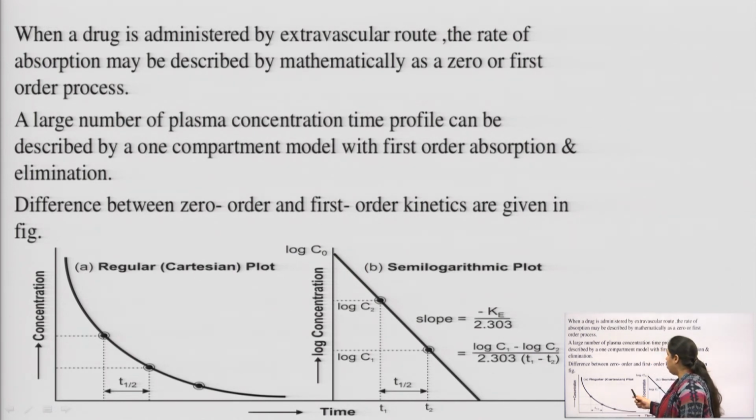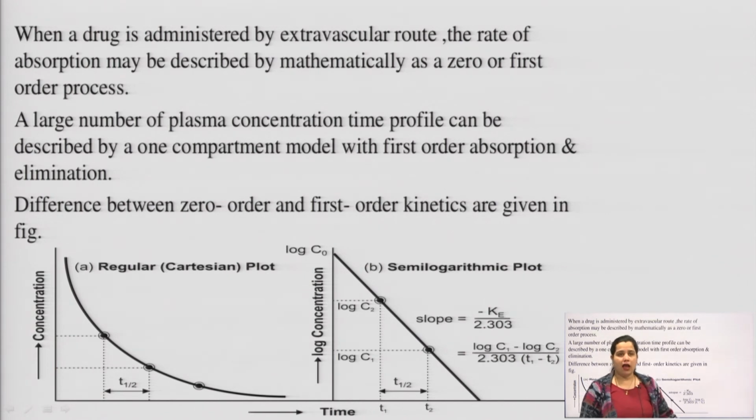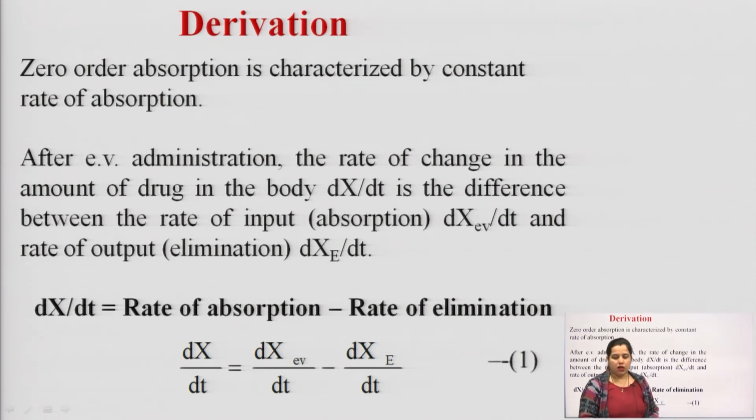This is a Cartesian plot and this is a semi-logarithmic plot. So, from both the plots we can identify the drug concentration, and in the semi-logarithmic plot basically a linear line pattern will be obtained based on the slope formula and calculations. So, this is how we can obtain both graphs, which I have already discussed earlier for IV bolus administration and IV infusion. Now, the derivation: how we can get the equation for the calculation of drug amount in plasma.